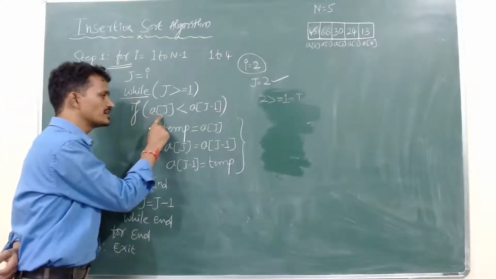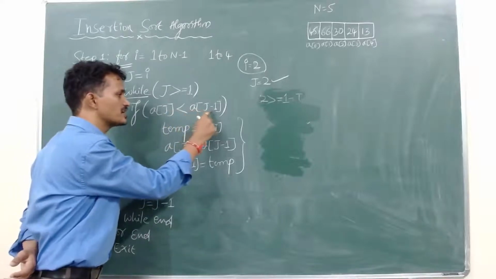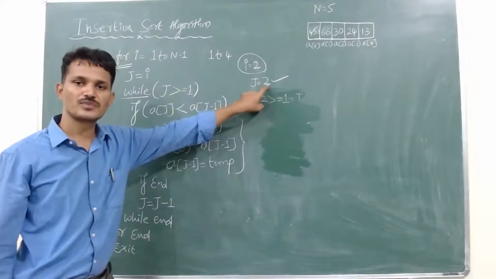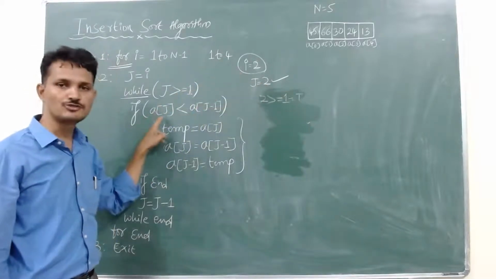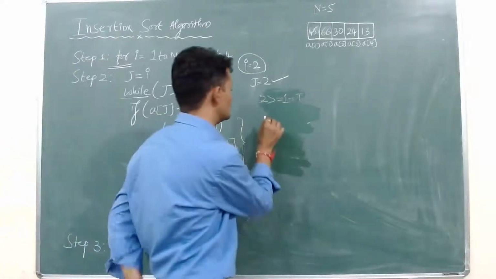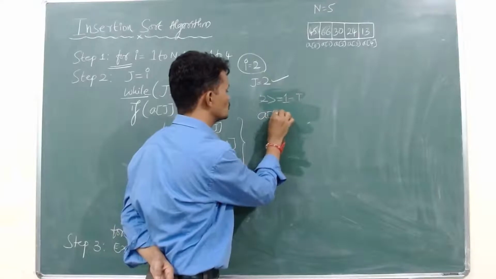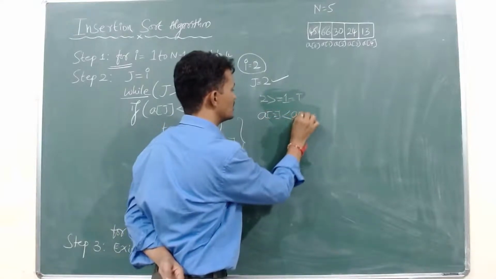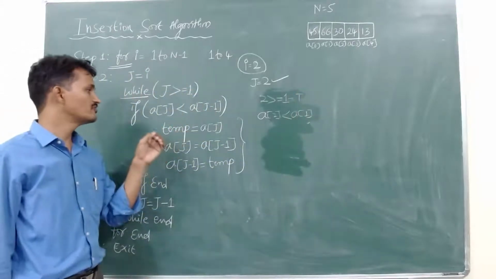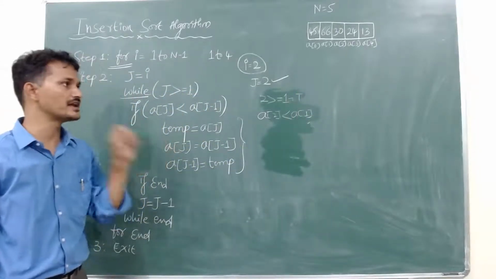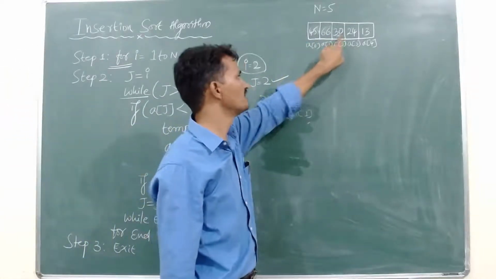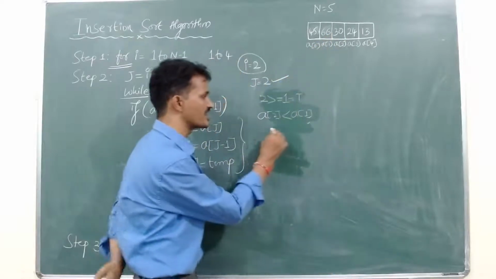If a of j is less than a of j minus 1. A of j means, what is the value of j? 2. That means a of 2 is less than a of 1. Let me write here, a of 2 is less than a of 1. So, what is the value stored in a of 2 and a of 1? The value stored in a of 2 is 30 and the value stored in a of 1 is 66. Let me write here.